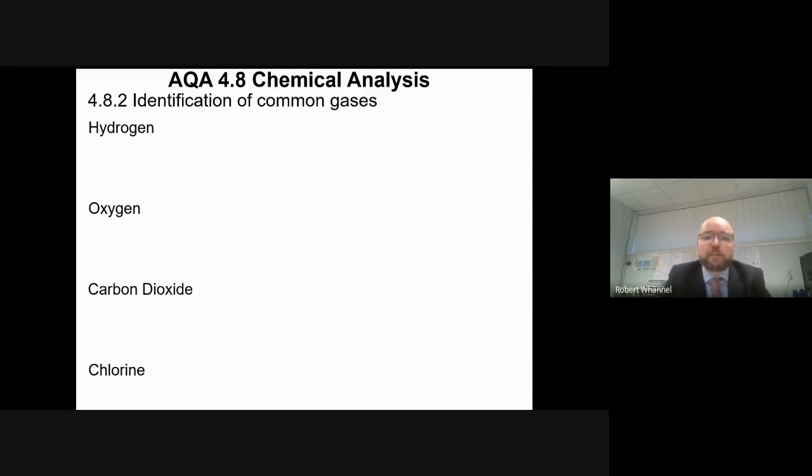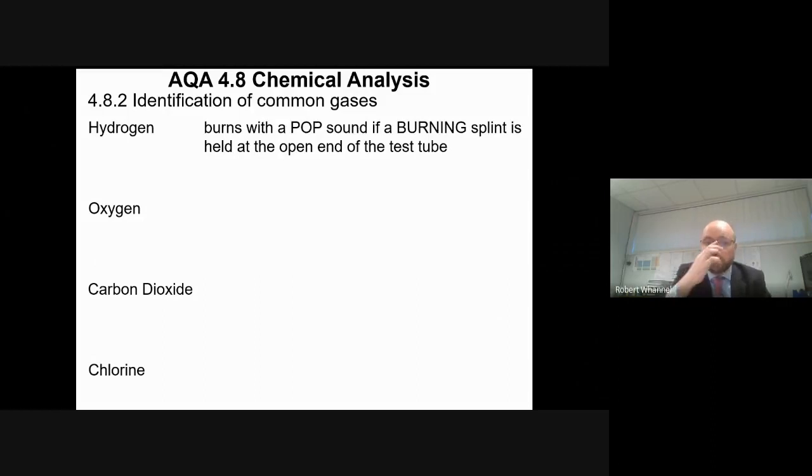So the first of the gases you need to know about is hydrogen, and the mistake that most people make is they simply put squeaky pop test, and whilst that is what you do, what you need to be able to write is that hydrogen burns with a pop sound if a burning splint is held at the open end of the test tube. So the difference that's critical here is that you don't just put squeaky pop, you're putting in the actual details. You're taking a burning splint and you're holding it at the open end of a test tube, which has the gas in it. So for all of these, you would assume you have a test tube of an unknown gas.